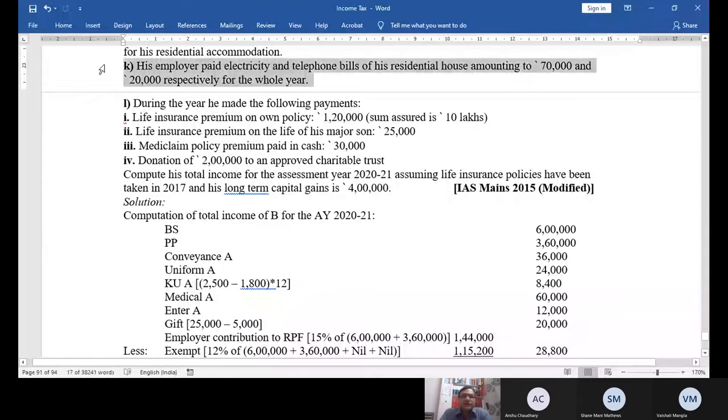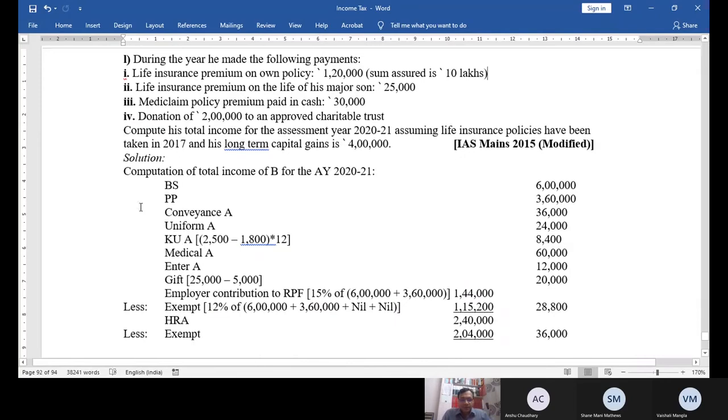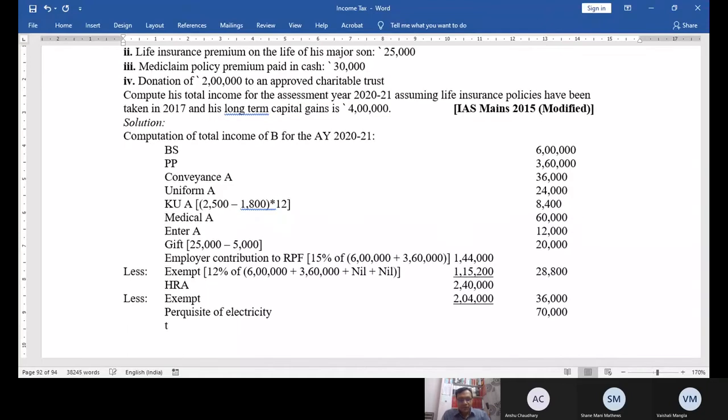His employer paid electricity and telephone bills of his residential house. It's a perquisite. Electricity bill 70,000, telephone 20,000. Telephone is an exempt perquisite, but electricity is taxable. So this is a perquisite of electricity, 70,000, taxable. Telephone facility is a tax-free perquisite. Whatever bills are paid, that is exempt from tax in my hands. Nil.